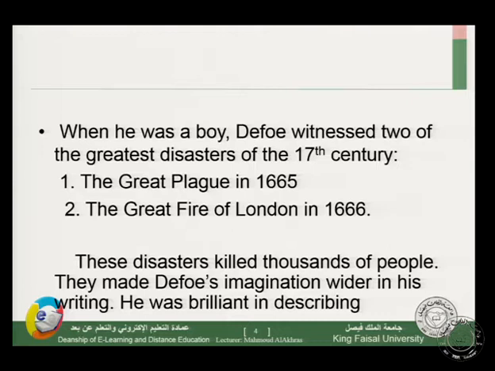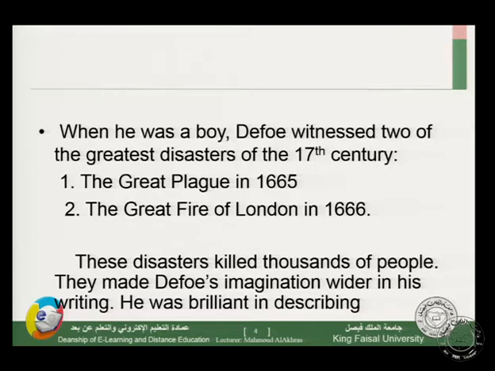When he was a boy, Defoe witnessed 2 of the greatest disasters of the 17th century. So we have 2 disasters during his life. The first one, the Great Plague in 1665. This plague killed hundreds of thousands of people in London. It killed around 50% of London's population. So we have a lot of dead people during this plague. It's a kind of disease.